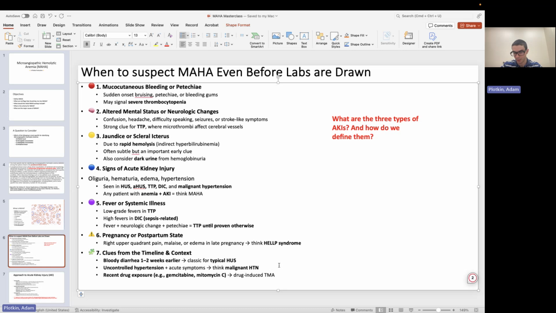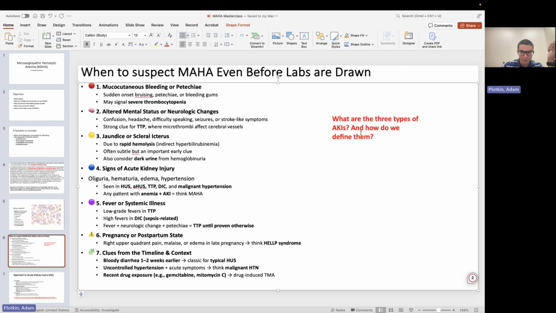I didn't really talk about drug induced TMA because it's relatively more rare. But there are certain chemotherapeutic drugs like gemcitabine and mitomycin C that can cause drug induced TMA. I wanted to put it in there just in case it ever shows up on the USMLE, but we're not going to talk about it much more after this.